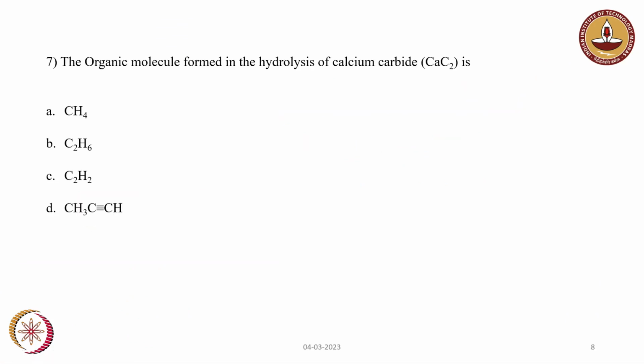And the next question is: the organic molecule formed in the hydrolysis of calcium carbide, that is CaC2, is option A CH4, B is C2H6, C is C2H2, and D is CH3C triple bond CH. In calcium carbide, there are two carbons, so the product should have only two carbons. There are two options with two carbons, and we can neglect the other two.